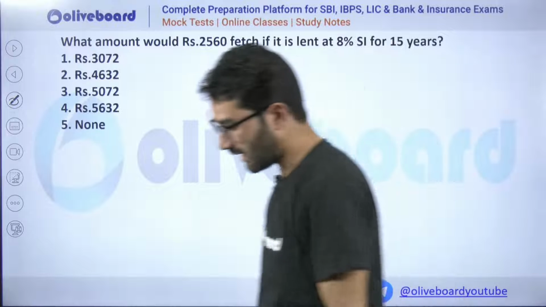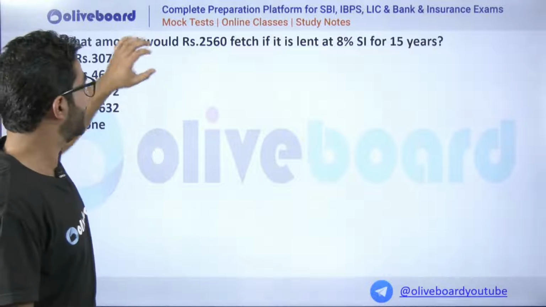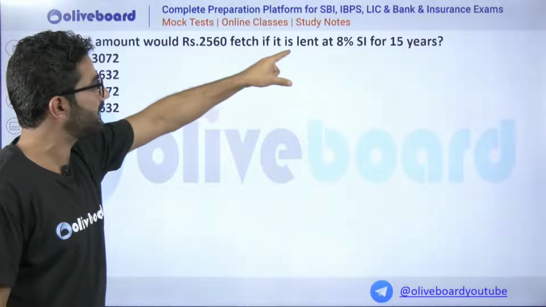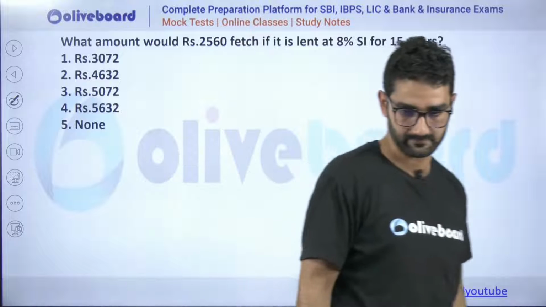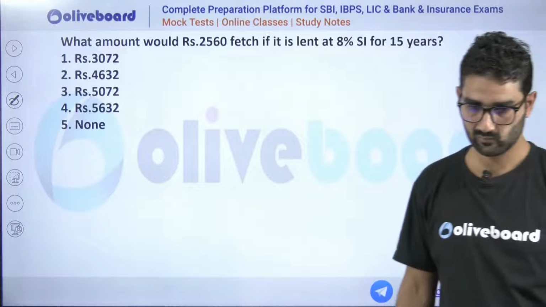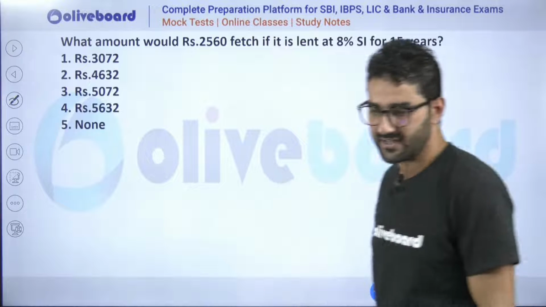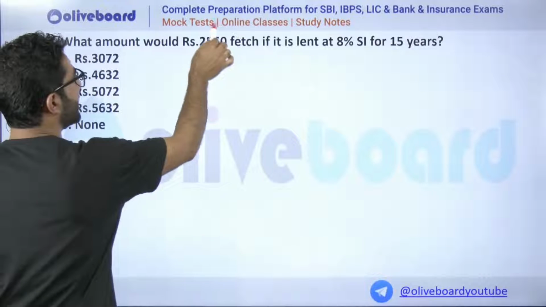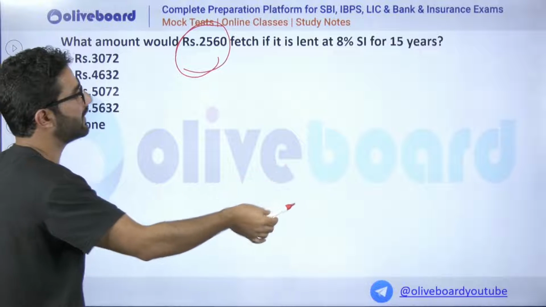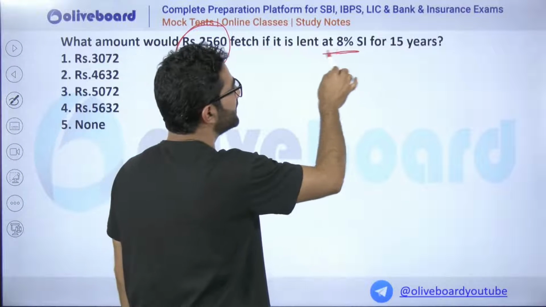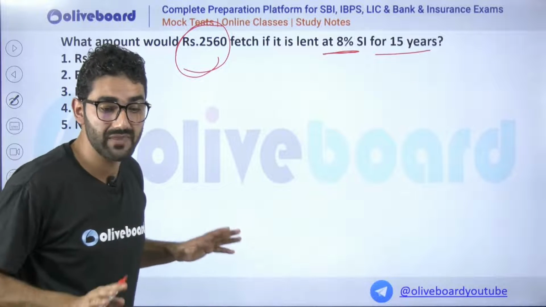5632. Okay. Just try to analyze the question. What amount would this rupees fetch? The principal is given, my dear, this is the sum. It is given that if this principal is lent in any scheme, for a simple interest of 8% for this much time, how much will be the amount?